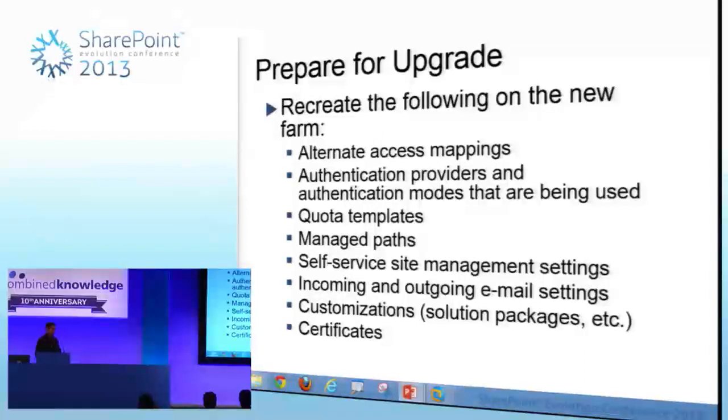From an actual upgrade point of view, once you've got your farm up and ready, you need to configure everything you had in your 2010 farm exactly the same. Things like alternate access mappings, managed paths, and your quota templates, according to your governance plans for sites and site collections. All these things need to be brought over and then applied, so you have the same operational levels as you had in your previous farm.